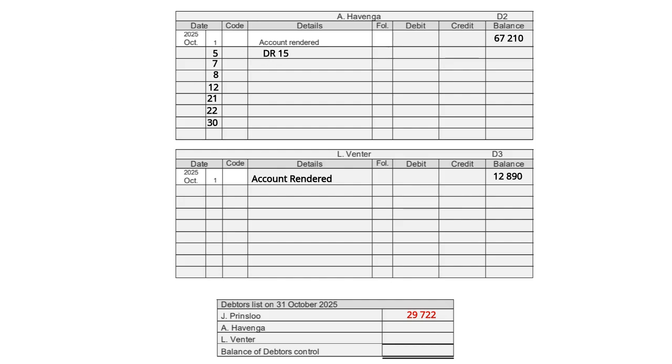So our details will be duplicate receipt 15. Our journal is CRJ, which will go to folio. And half of 67,210 is 33,605. So our balance is 33,605. Then on the 7th, credit sales of trading stock Havenga 6828.